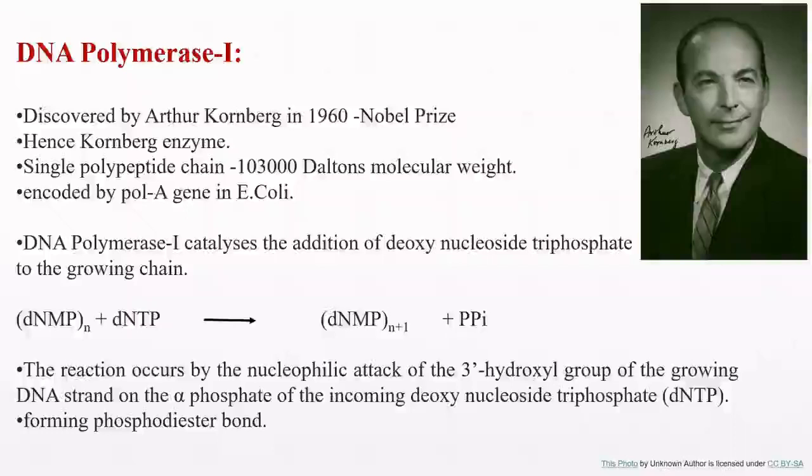DNA polymerase 1 catalyzes the addition of deoxynucleoside triphosphate to a growing DNA chain. It adds dNTP, and in this reaction, pyrophosphate is released. The reaction occurs by the nucleophilic attack of the 3' hydroxyl group of a growing DNA strand on the alpha phosphate of the incoming deoxynucleoside triphosphate. This forms the phosphodiester bond. This reaction is catalyzed by DNA polymerase 1.